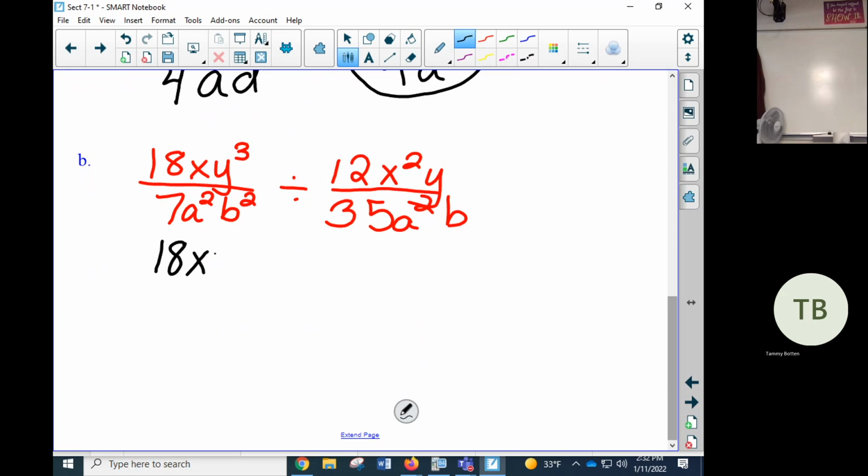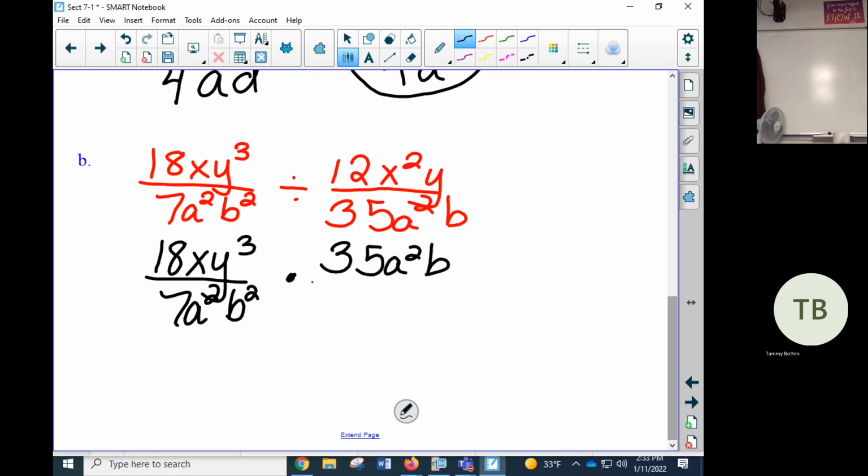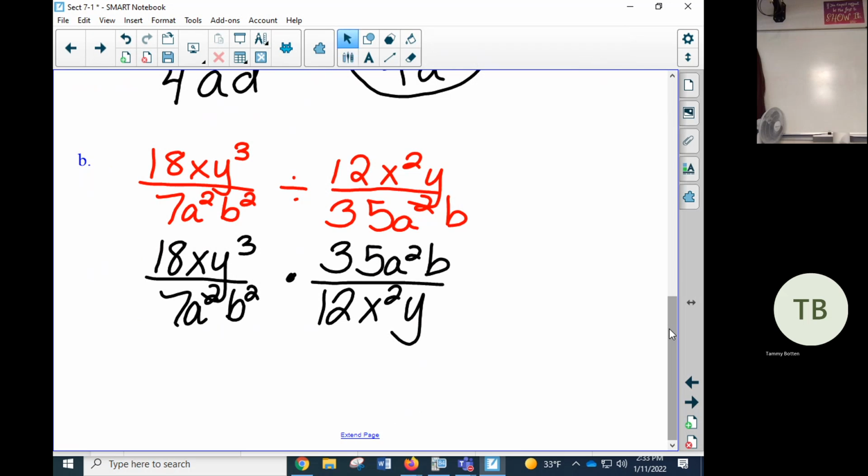So 18xy to the third over 7a squared b squared. I'm going to change that to multiplication. And on top, I have 35a squared b. On the bottom, I have 12x squared y. Okay. Let's just look at our numbers. Does something go into both 18 and 12? The biggest number that goes into both?